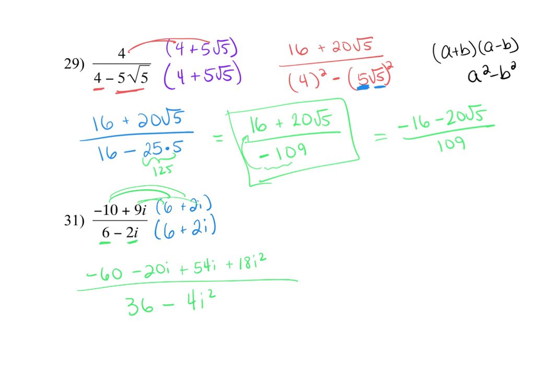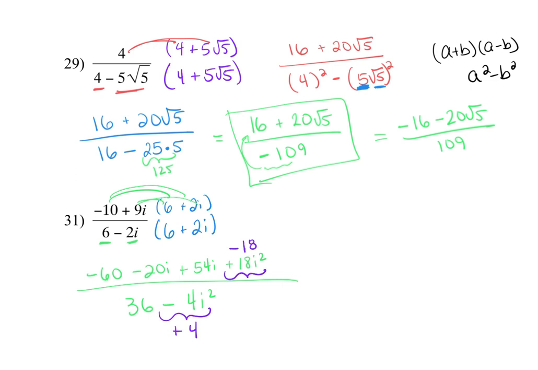Some things that can simplify here. My i squareds, a positive 18i squared will become a negative 18. A negative 4i squared will become a positive 4. Your i squareds will just change your sign, which means I can now combine like terms.